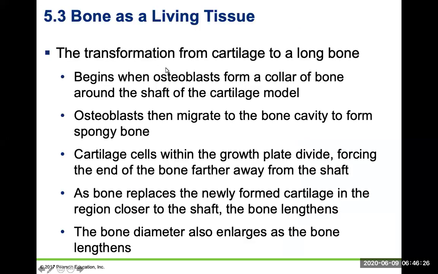So how does bone get transformed from cartilage to bone? This is a living tissue process. It begins with osteoblasts that form a collar of bone around the shaft of the cartilage model. Now, osteoblasts are a type of cell that builds bone. Then they migrate to the bone cavity to form spongy bone. Cartilage cells within the growth plate divide, and as bone replaces the newly formed cartilage in the region closer to the shaft, the bone will lengthen. The bone also increases in diameter as it lengthens.